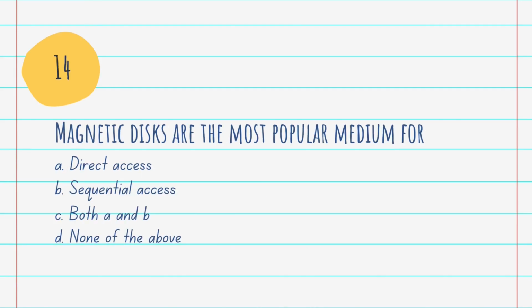Question number 14. Magnetic disks are the most popular medium for A. Direct access, B. Sequential access, C. Both of the above, and D. None of the above. Answer is C.